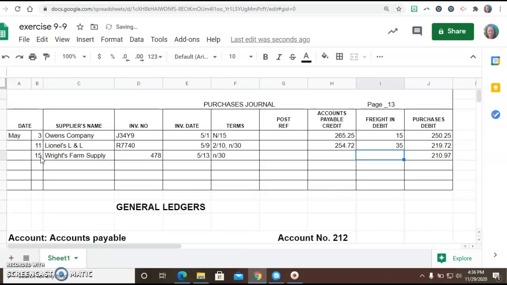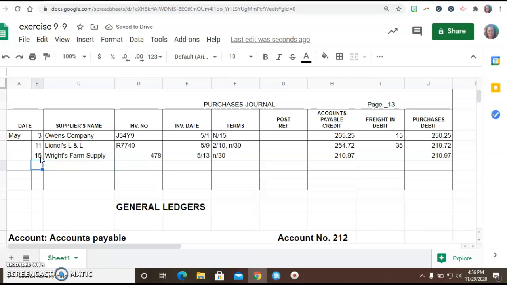And if you noticed, it said FOB destination. That means we don't pay the shipping. So the seller is going to take care of that. So we owe them $210.97. There is no freight.